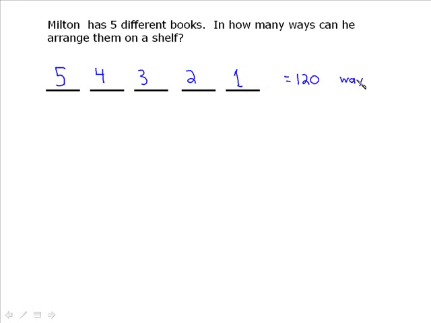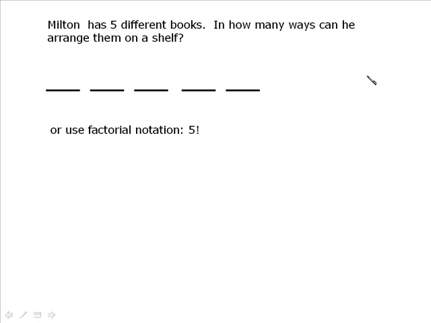You're probably thinking, however, well, that's fine if you only have 5 books, but what if you have 20 books or 30 books? Who wants to be multiplying it down every time they're going to arrange books on a shelf? And this is where the factorial comes into play. So if we use factorial notation, or the factorial feature on our calculator, then we can shortcut this. And the factorials work like this.